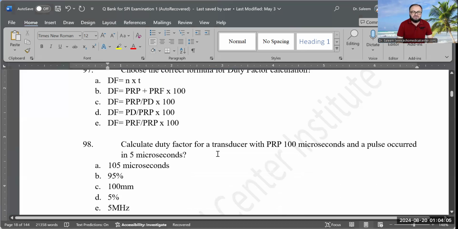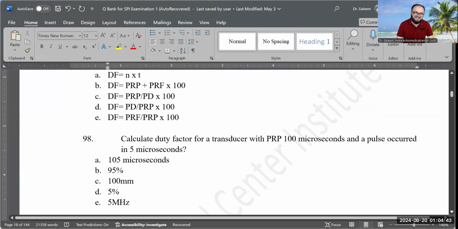Okay, next question. Calculate the duty factor for a transducer with a PRP of 100 microseconds and a pulse duration of 5 microseconds. Let's make this question a little easier. Your PRP is 100 and your PD, pulse duration, is 5 microseconds. Which one is the correct answer? You have a formula in D. So PD, that's 5, divided by the PRP, which is 100, and then times 100. So I believe D is the correct answer. That's 5%, right? So that is correct.